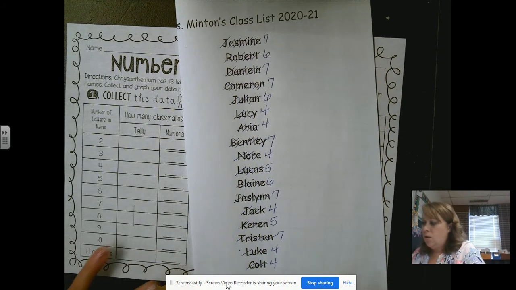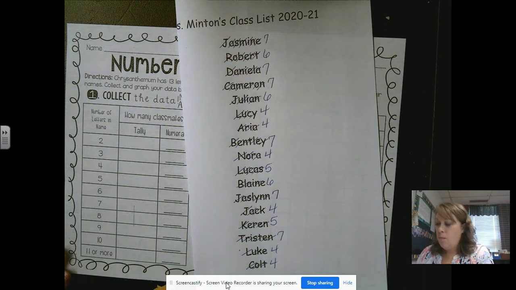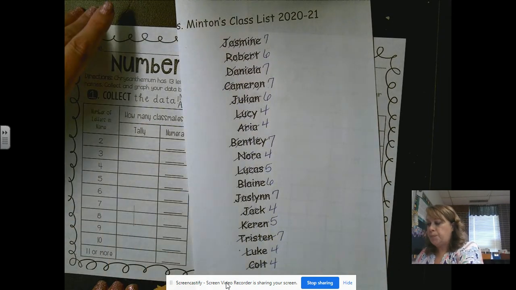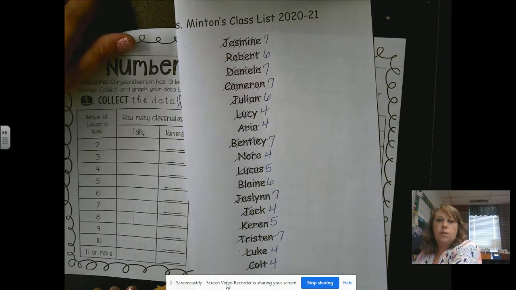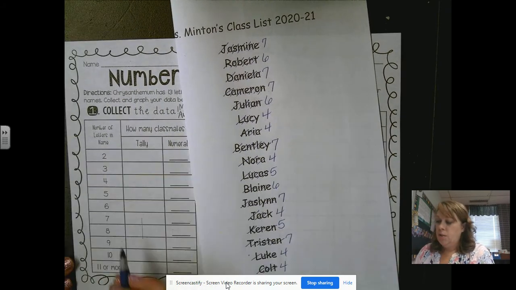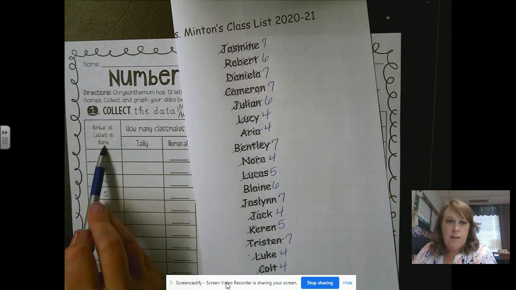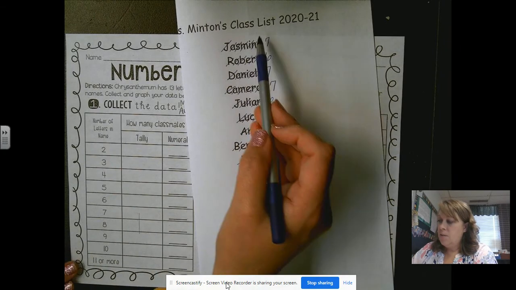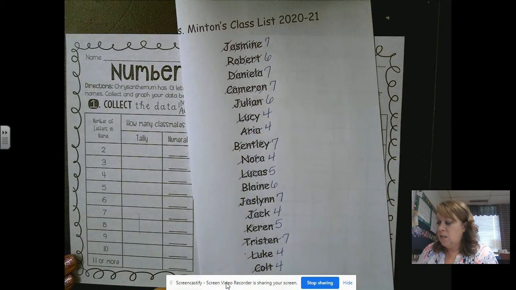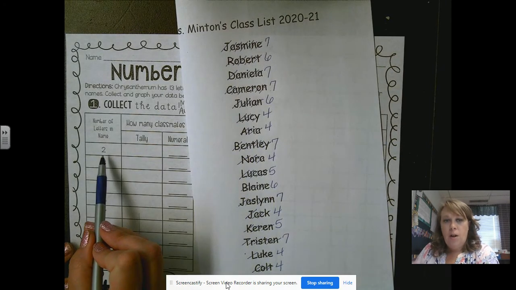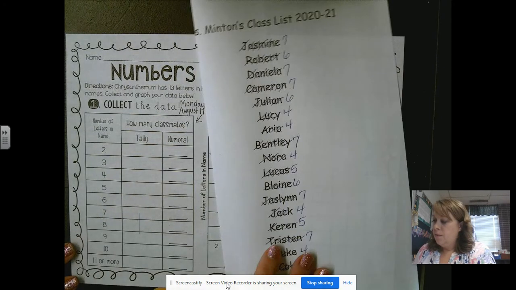Now that I have all the letters and everybody's name counted, I'm ready to fill out my tally sheet. Okay. So I'm going to look at the tally sheet. This says number of letters in name. So that means every time we look at the different numbers in everybody's name, we're going to write a tally mark beside the number of letters they have. Okay.